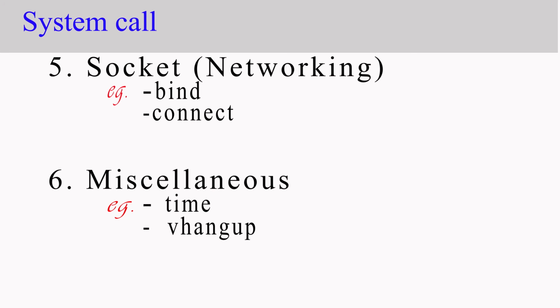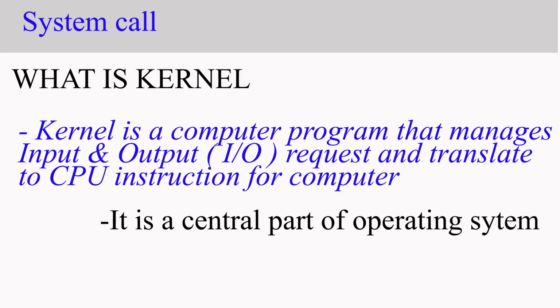Remember, system calls depend on the type of kernel. So, let's discuss in short what a kernel is. A kernel is a computer program that manages the input and output requests and translates the CPU instructions for the computer. It is a central part of the operating system.